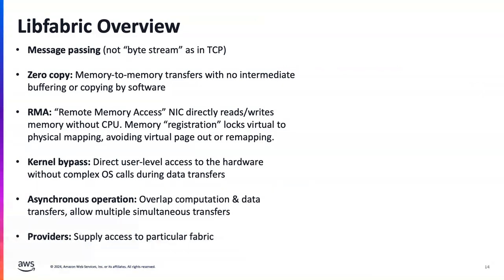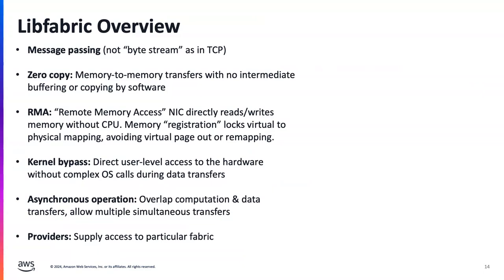So what you do is you register that memory in physical memory, so it's stuck there and it's not going to page out or become remapped. Kernel bypass, so it's direct user level access to the hardware without doing a whole bunch of complex OS calls during the data transfer. There's lots of wonderful things that, for instance, the Linux TCP stack does for us. But when you want to move data really, really fast, you don't want that extra help of sockets and the TCP stack and all those things. You just want to push that data out to the network or suck it right back in directly from user space.